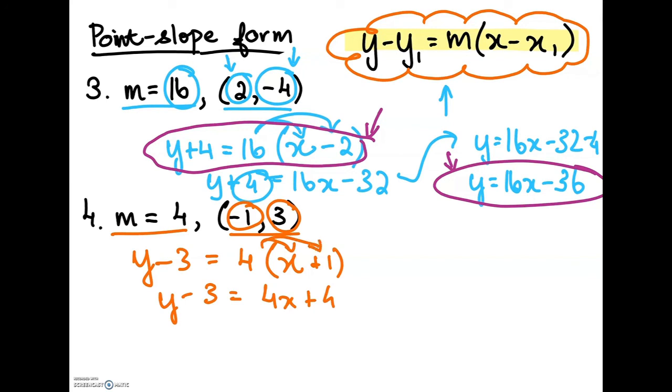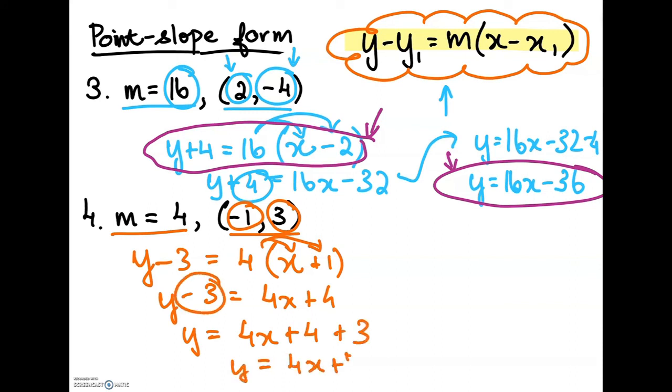I'm just distributing the 4 to both values. Now I'm going to rearrange this and I'm going to bring the 3 to the right hand side and it becomes positive when you're moving it to the right. And if you simplify that, you get y equals 4x plus 7. So this will be your final equation of the line.